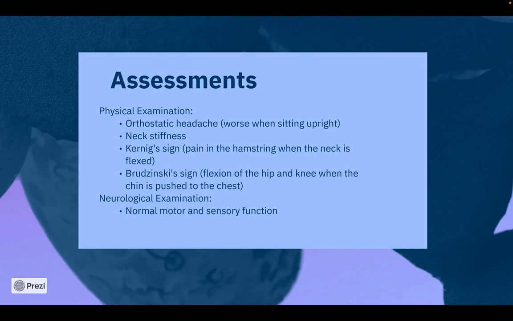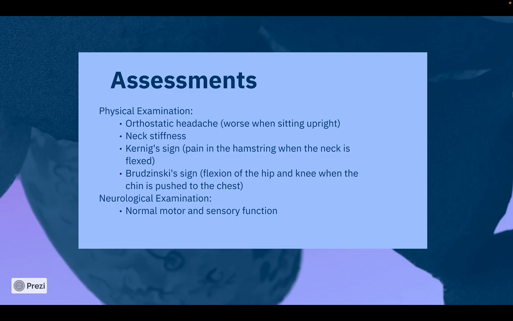And then a positive Brudzinski sign. It's another positive sign for meningeal irritation. It's thought to be caused by a reflex contraction of the muscles in the legs to protect the spinal cord from further irritation. So it's a protective measure.